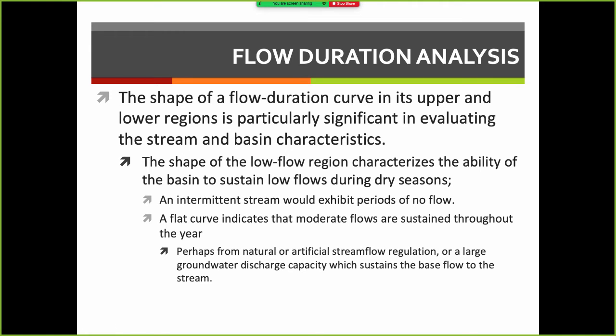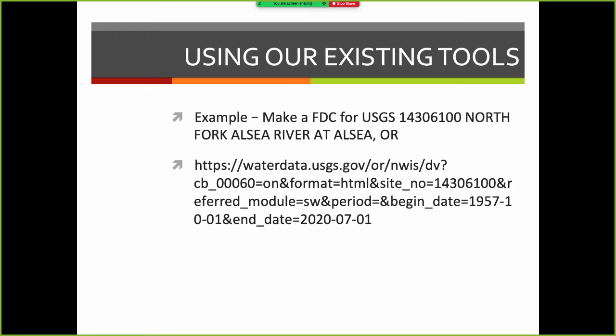A flat curve indicates that flows are sustained throughout the year, and that can be attributed to natural or artificial stream flow regulation. So natural would be groundwater supplying water to the stream, which eventually goes by the gauging station. Artificial would be we have reservoirs in the watershed, and we do scheduled releases to maintain stream flow. It's kind of the whole point of reservoirs. And those are the possible interpretations there. So now let's apply our existing toolkit to these ideas.